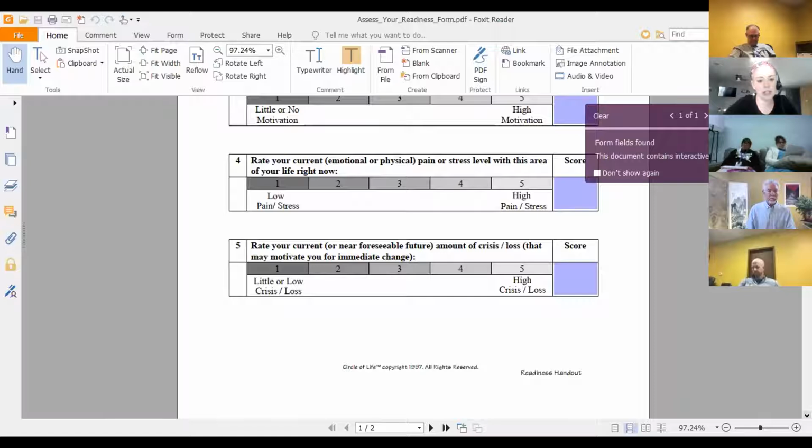The fifth question, rating yourself in your current amount of crisis or loss that may motivate you for immediate change. Maybe you're at a time where it's like, I've had enough. I don't like the way I feel. Perhaps there's something I can change. And I want to work on this. I want to work on myself right now. And so you have to decide, are you at a high crisis where that loss is high or low? And that may motivate you for that immediate change, if that makes sense.